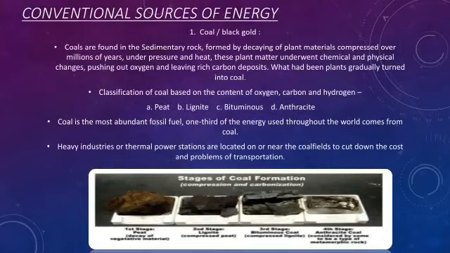Classification of coal is based on the content of oxygen, carbon, and hydrogen. The lowest grade we have is peat. Next, lignite, bituminous, and anthracite. Anthracite is considered to be the best quality of coal.